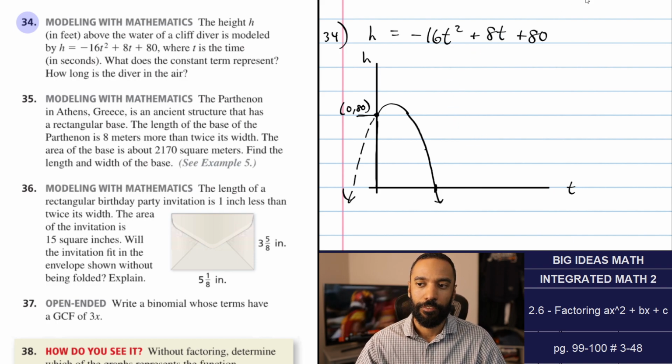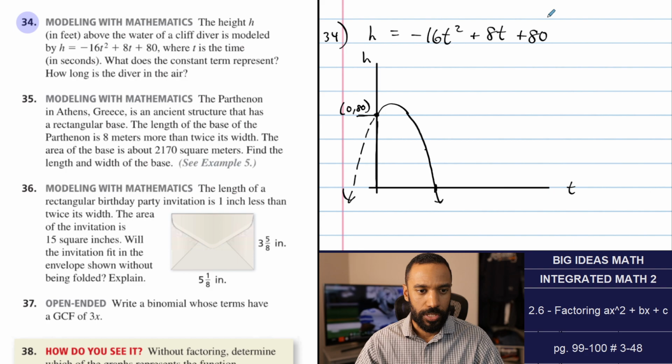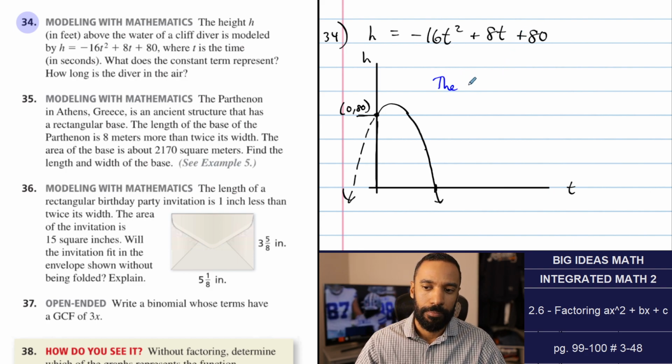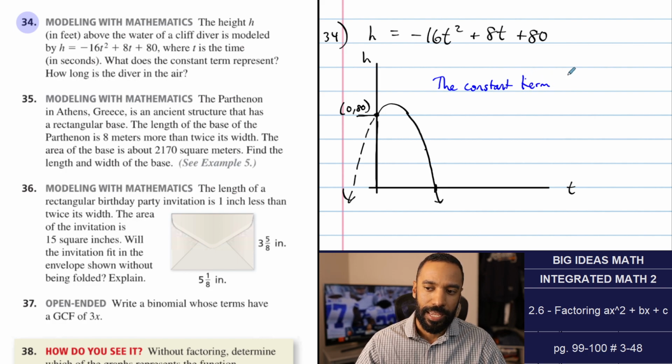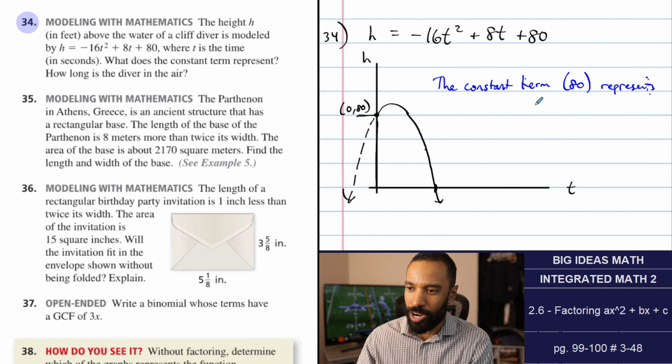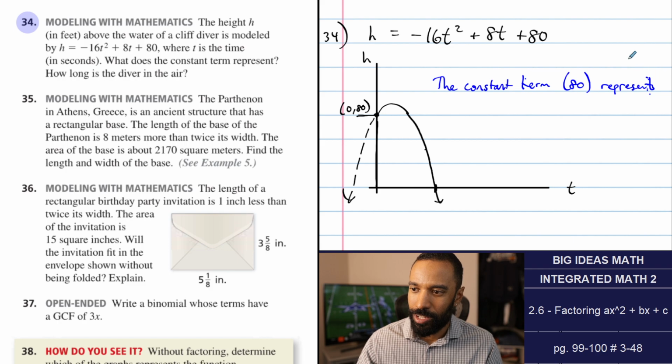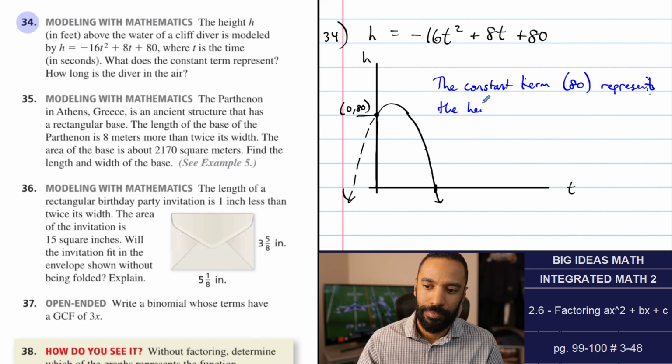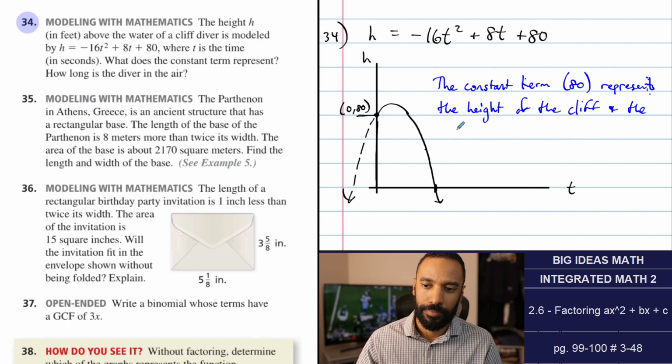So, two questions here. The first one was, what does the constant term represent? The constant term, 80, represents a couple things. The height of the cliff. Geez, my stylus thing. I'm sorry about this. I can't put a T. There we go. Represents the height of the cliff, and therefore the starting position of the diver. The starting height of the diver.